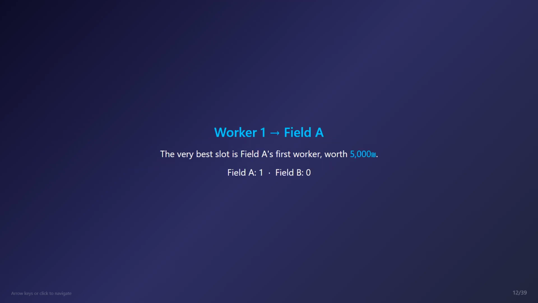Worker 1 goes to Field A. The single best slot anywhere is Field A's first worker, worth 5,000 shekels. Field A now has 1 worker, Field B none. Workers 2 and 3 also go to Field A. The next highest values are Field A's second worker at 3,000 and its third at 2,000. Field A now has 3 workers, Field B still none.